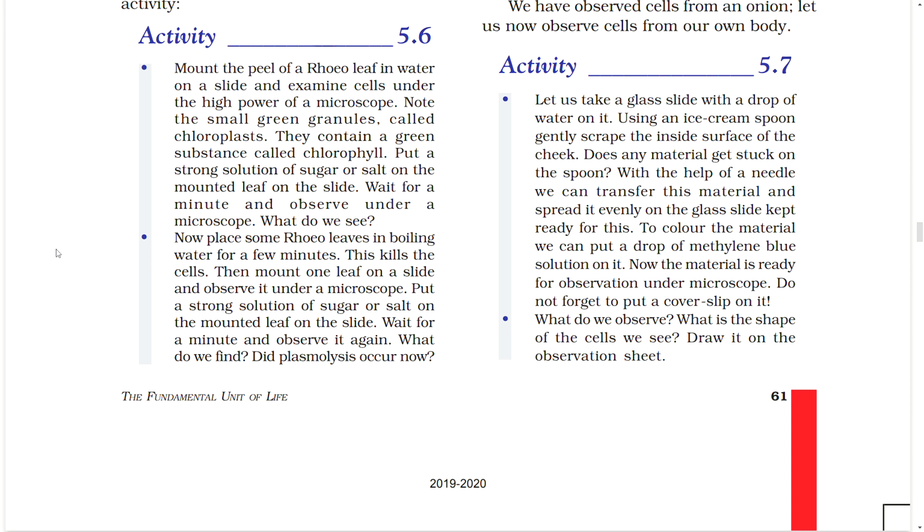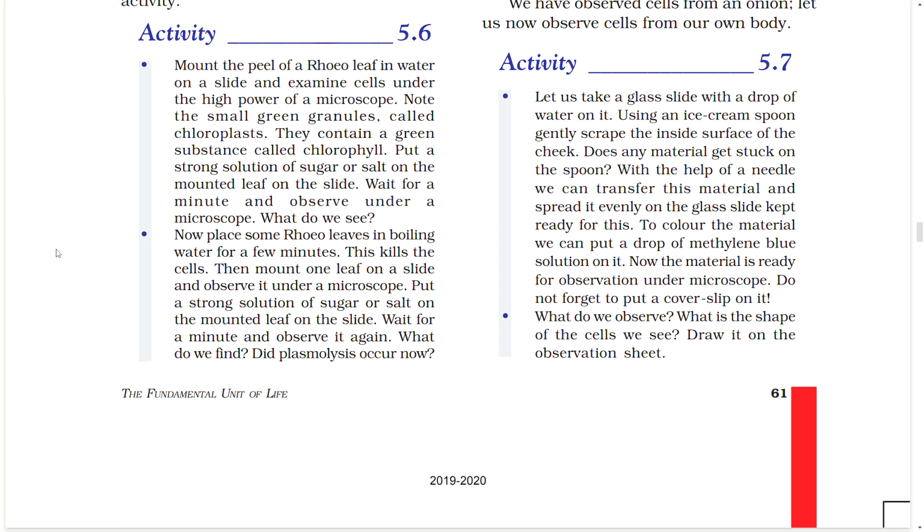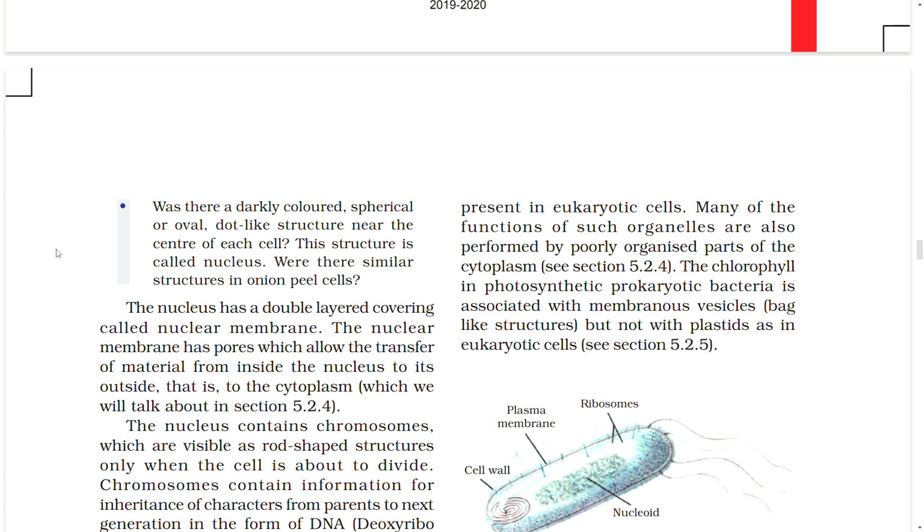What do we observe? What is the shape of the cells we see? Draw it on the observation sheet. Was there a darkly colored, spherical or oval dot-like structure near the center of each cell? This structure is called the nucleus. Were there similar structures in onion peel cells?